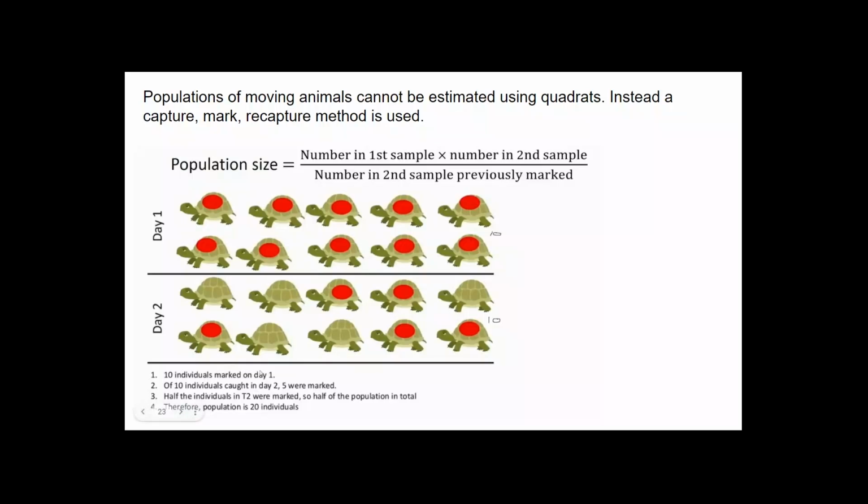the number in the second sample, and divided by the number in the second sample that were marked, which is 1, 2, 3, 4, 5. So number in second sample again is 10. And number in second sample that were previously marked is 5. So you have 10 times 10 divided by 5, which is 20. So half the individuals are marked, so half the population total. Therefore, the population is 20.